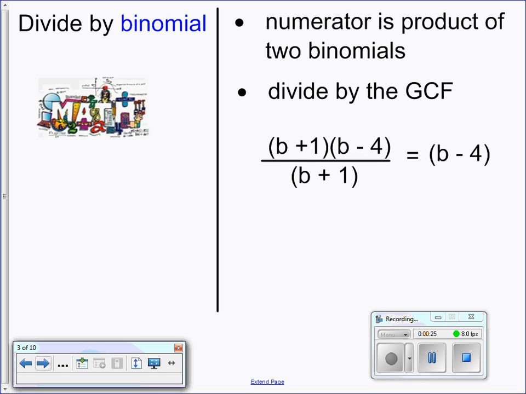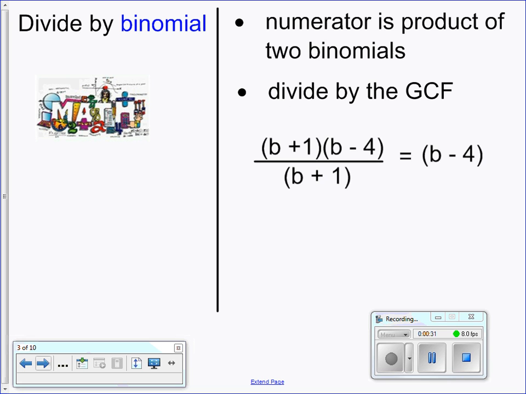When you're dividing by a binomial, if the numerator is a product of two binomials, this one and this one, it's a multiplication, so that means we can just simplify by crossing those off because they equal 1, and that would leave us with b minus 4.